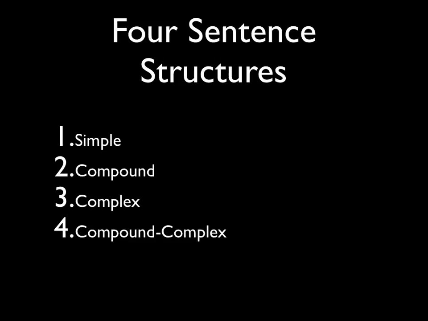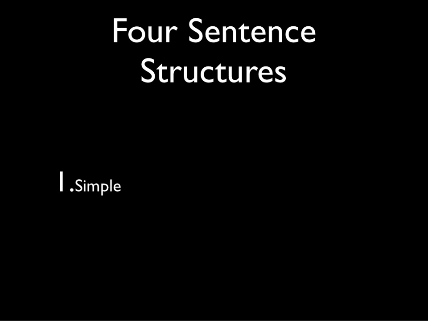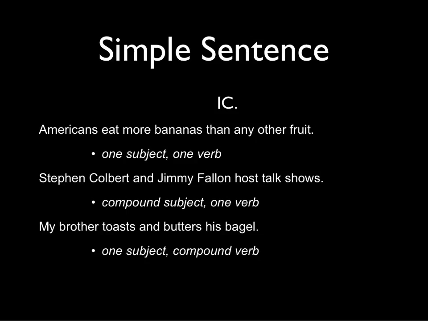There are 4 sentence structures total, and we're going to talk about 2 today and 2 later on. Today we're going to talk about simple and compound sentences. First, a simple sentence. A simple sentence includes just one independent clause. That's why I used IC right here, independent clause. And an independent clause has a subject and a verb.